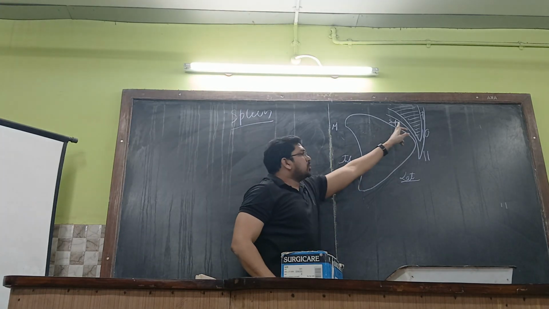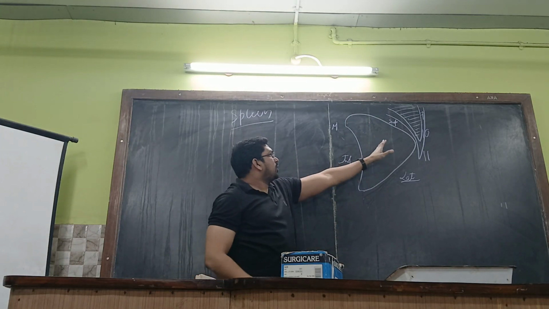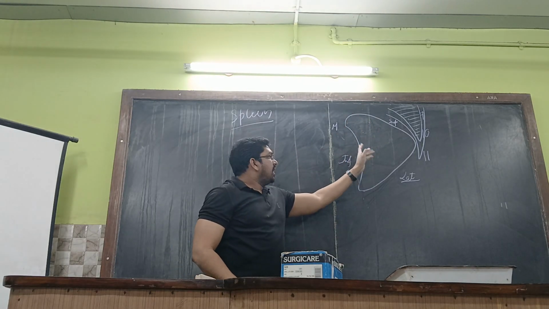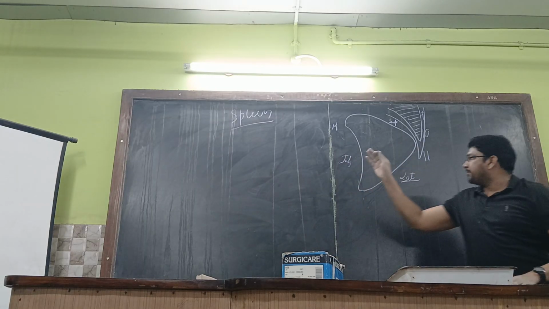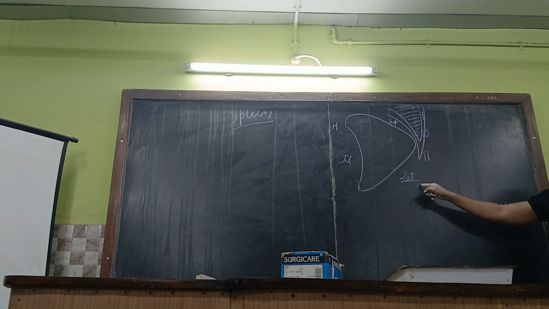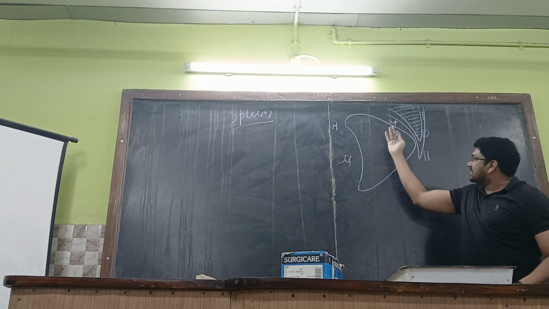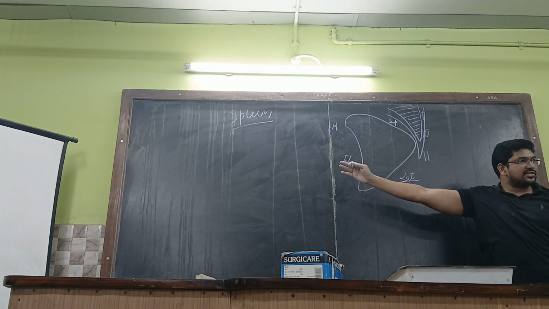Between these two borders, towards the stomach is the visceral surface. Towards the diaphragm is the diaphragmatic surface. This area is the diaphragm over here. So this surface is the diaphragmatic surface, and this surface is the visceral surface. Could you understand or not?